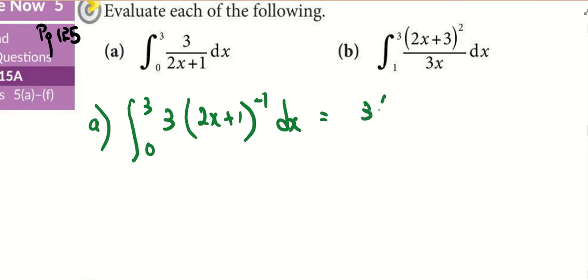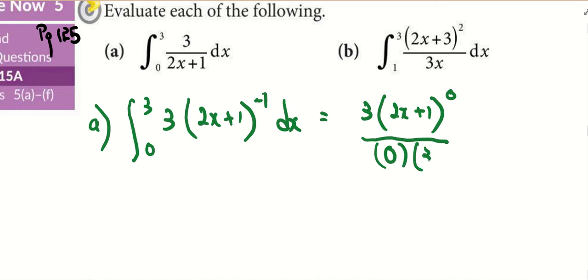So let me write down. Plus 1 to the power becomes 0. Am I right? And I need to divide by the new power. After that, I need to write down the coefficient of x. Am I right? Inside the bracket. Can this be divided? Can you ever divide by 0?